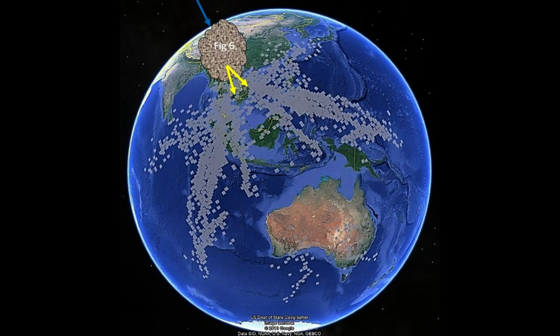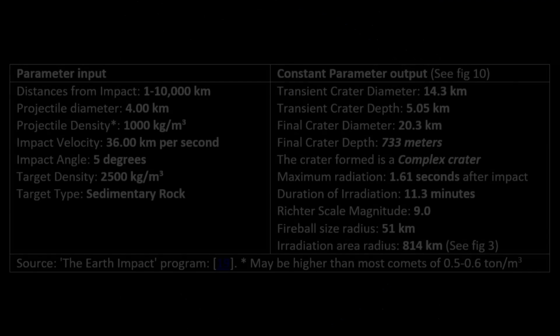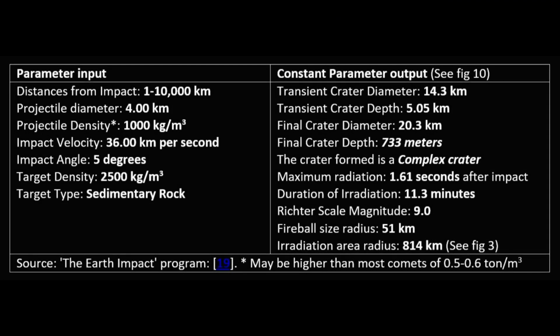The result was a butterfly-formed ejecta, covering more than 10% of the Earth's surface, and probably somehow sending microtektites all the way to Antarctica. Using the Earth Impact Effects program to model an oblique 5 degrees impact, by a 4-kilometer diameter comet, into sedimentary rocks, gives a final crater diameter of 20.3 kilometers, and an irradiation radius of 814 kilometers. The size and composition of the impactor is unknown and the results therefore only indicative.